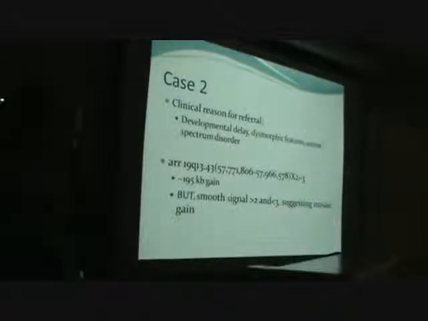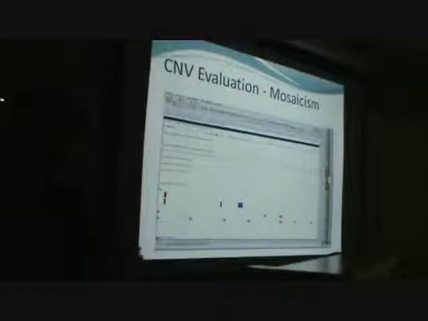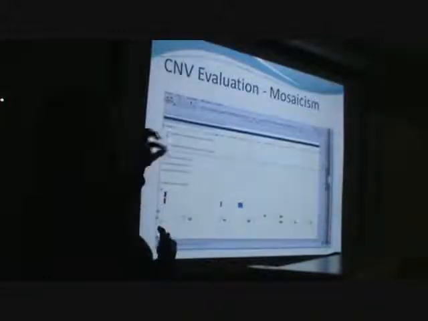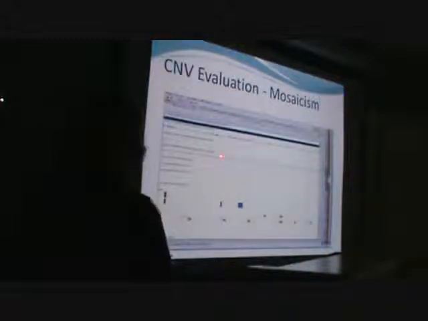So the second case, again referred to for developmental delay, dysmorphism, autism spectrum disorder. The array identified, and this would be from the segment table information, a 195 kb gain on the distal part of 19q. But when we looked at the smooth signal, it wasn't a complete gain. If we look here, this is our entire CNV shown here in the blue. So I'm looking at probe distribution across. It's not quite all above that line, like it was in the previous case where we're going up or down below our middle line, 0. And if you look at our smooth signal, it's hovering between 2 and 3.